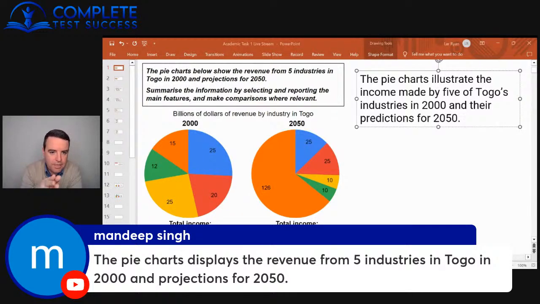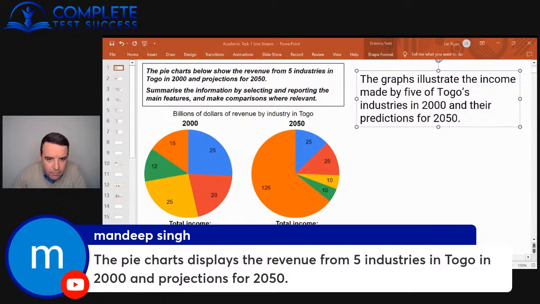So, the pie charts, you said the pie chart. So that was the exact same as the question. So, we could just change it to say the graphs, right? You said the revenue from 5 industries in Togo in 2000 and projections for 2050. So really the only word that you've changed is displays.